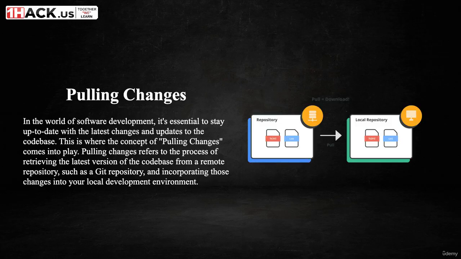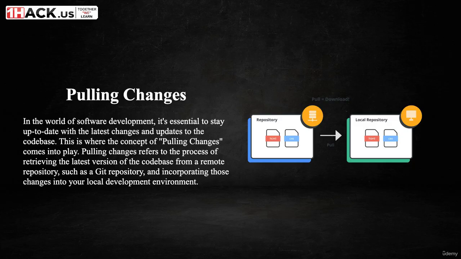In the world of software development, it's crucial to stay up to date with the latest changes and updates to the codebase. This is where the concept of pulling changes comes into play. Pulling changes refers to the process of retrieving the latest version of the codebase from a remote repository, such as a Git repository, and incorporating those changes into your local development environment.